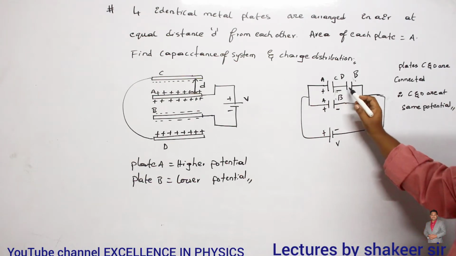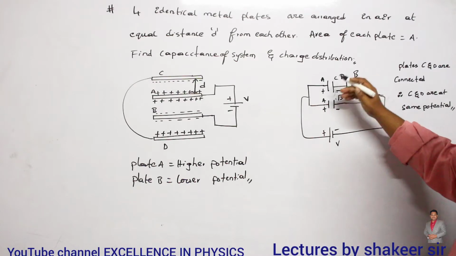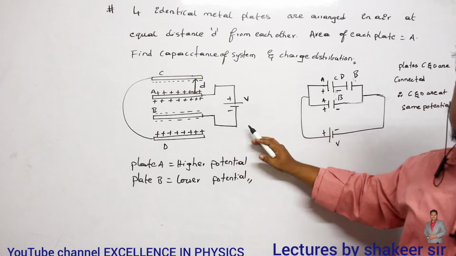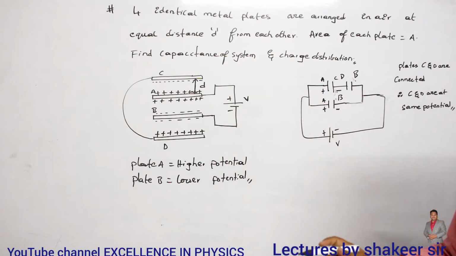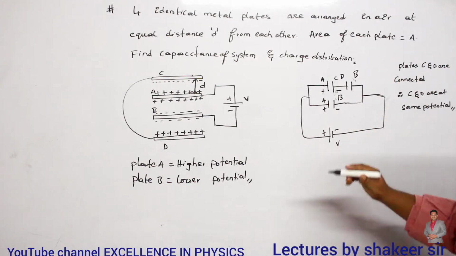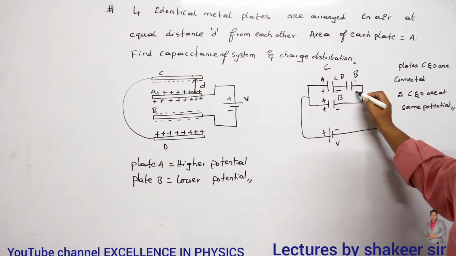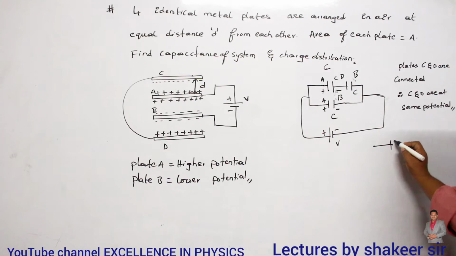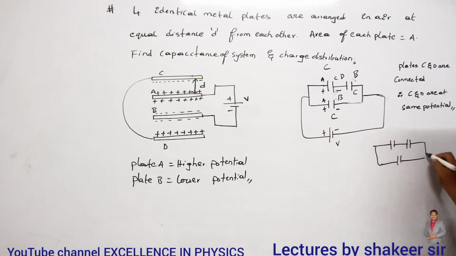These two capacitors are connected in series. The capacitance of each capacitor is the same, because the area of every plate is the same and the distance between every plate is also the same. So the capacitance of every individual capacitor remains the same. The capacitance of this one is C, of this one is C, and of this one is also C. So I can draw the total circuit like this. These two capacitors are connected in series.